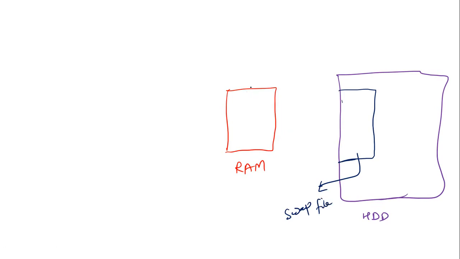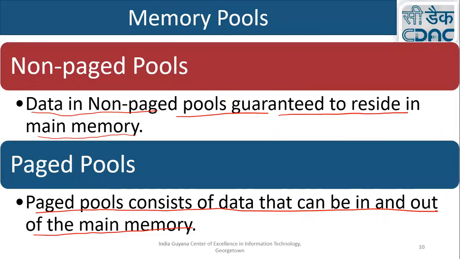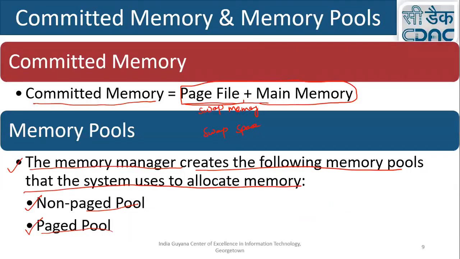So this memory and this space, together, is known as what? Memory pool? What is the name? Committed memory. Okay, and this committed memory.